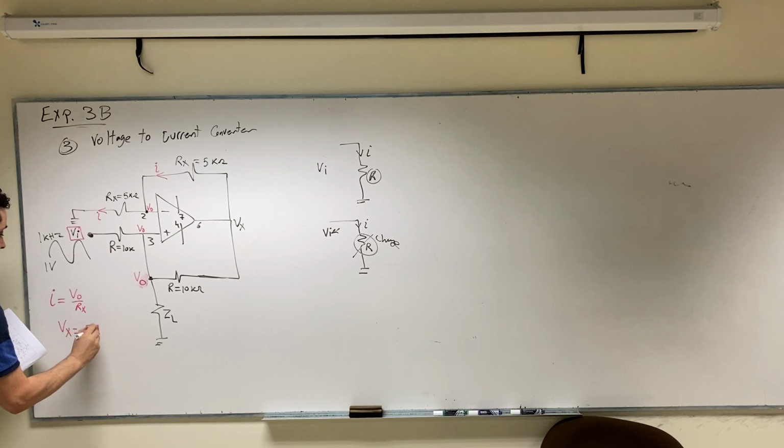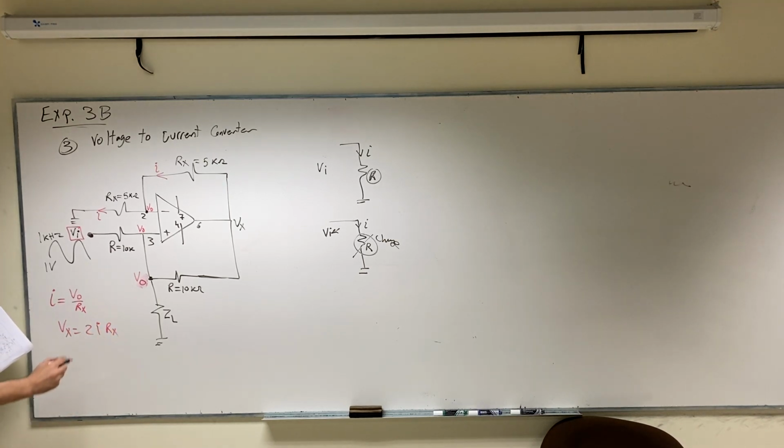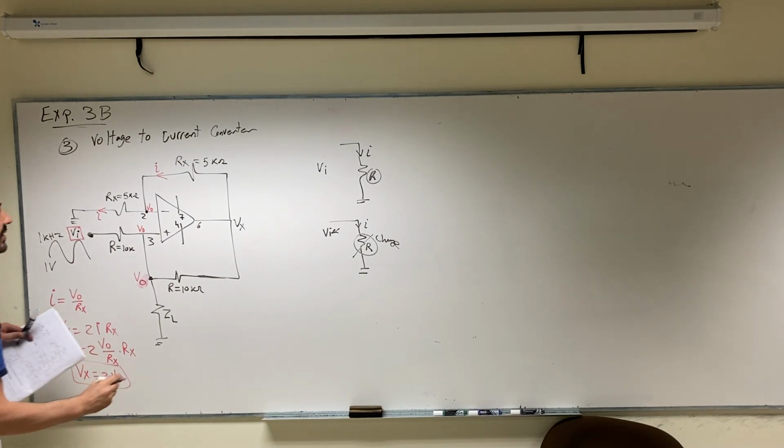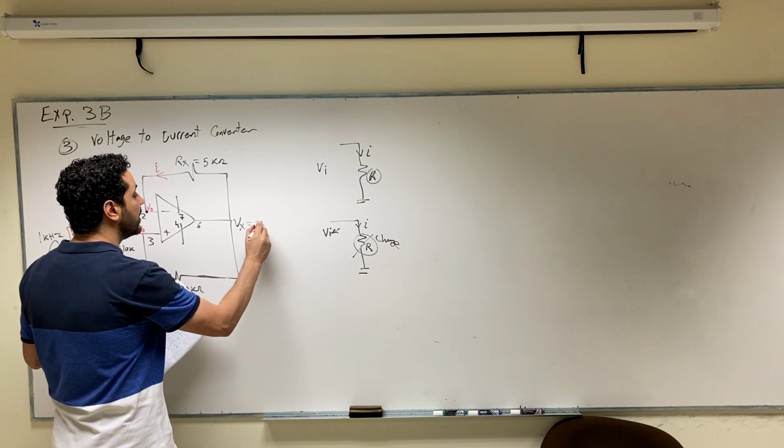So 2IRx. So Vx can be written as 2 multiplied by the current Rx, and the current we can substitute as V out over Rx multiplied by Rx. So Vx will be equal to 2 V out. So Vx equals 2V out.